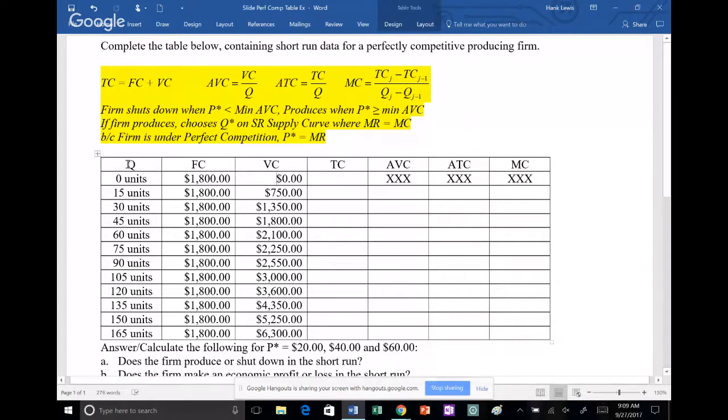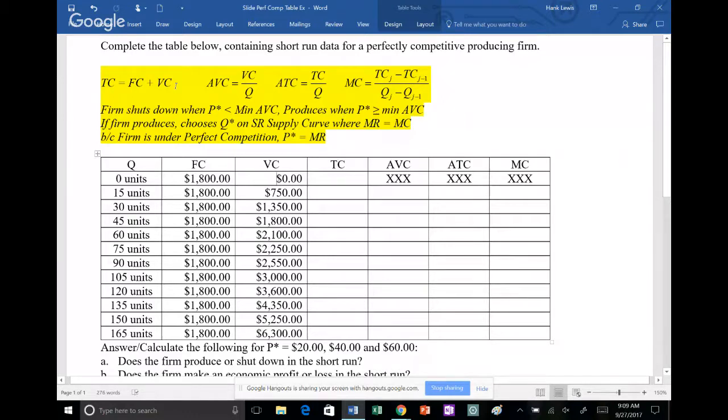Now notice when the firm shuts down at 0 units, the variable cost is $0.00. However, as the output increases, so does variable cost. Well, that's because variable costs directly depend upon quantity of output. Remember, if it directly depends upon it, when quantity gets bigger, so does variable cost.